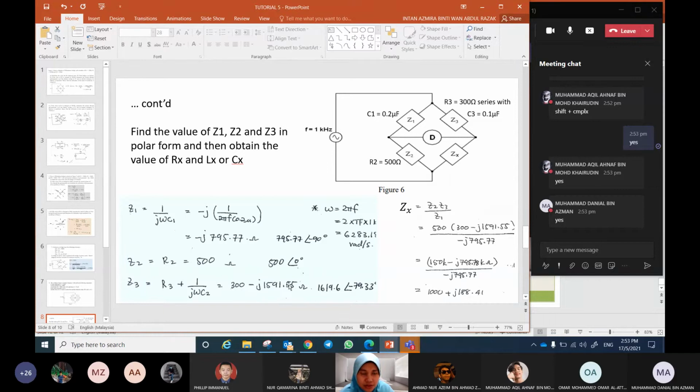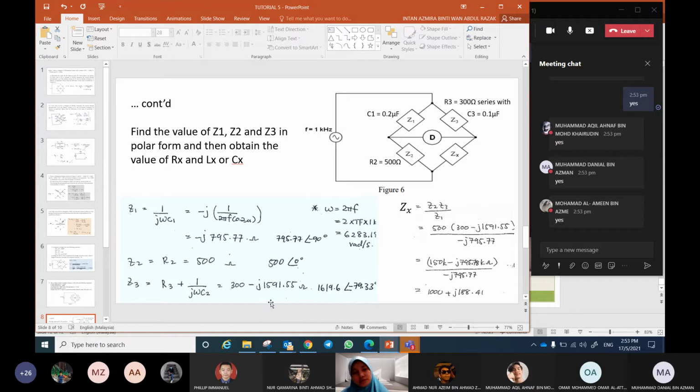Okay, so rectangular form and polar form. Make sure you know how to convert from rectangular form to polar form and vice versa, from polar form to rectangular form. Okay, good. Akil, Ahnaf, Daniel, Al-Amin. How about others? Please try it now.